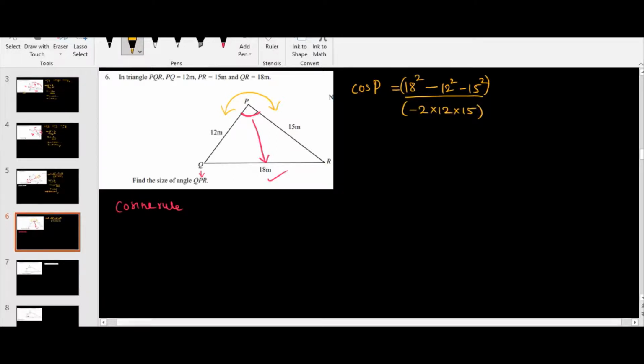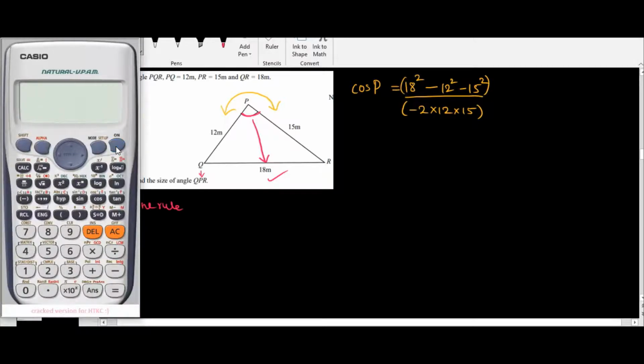Again, you can use the calculator to insert all these numbers as I showed earlier. Open the bracket, 18 square minus 12 square minus 15 square, divide. No, we should not divide directly. We should close the bracket first. Divide, open the bracket, then negative 2 multiply 12 multiply 15. So be careful, and then close the bracket, don't forget.